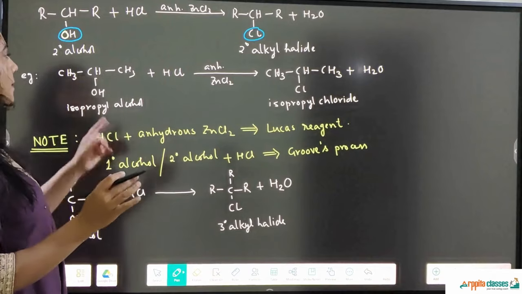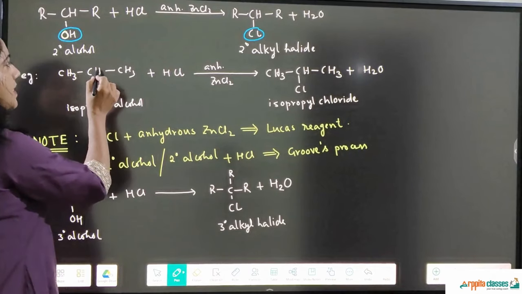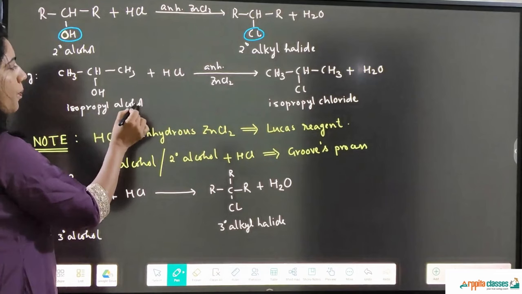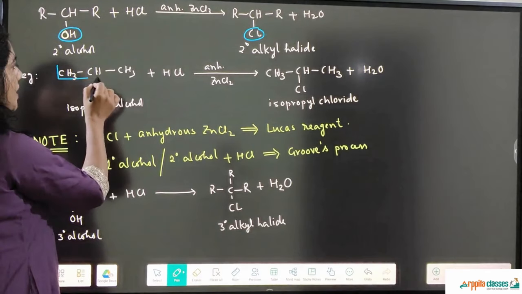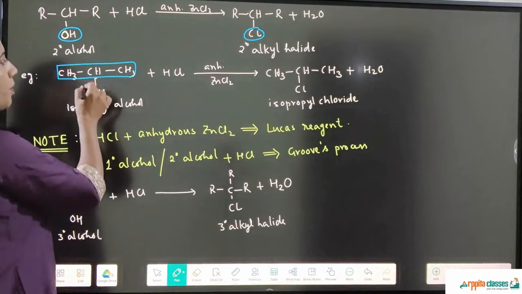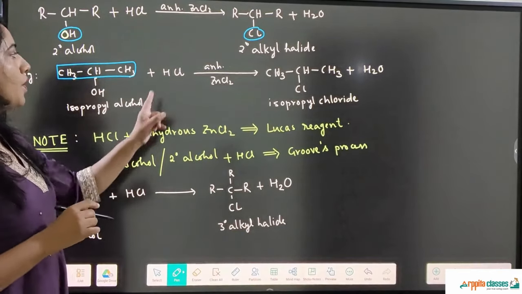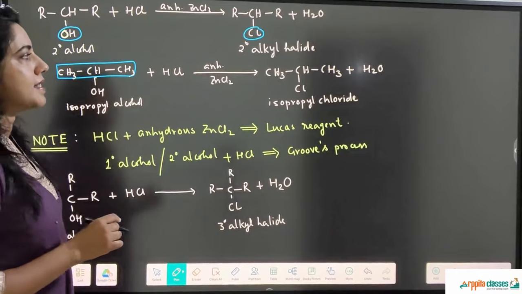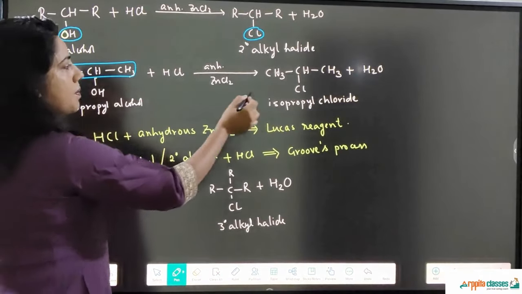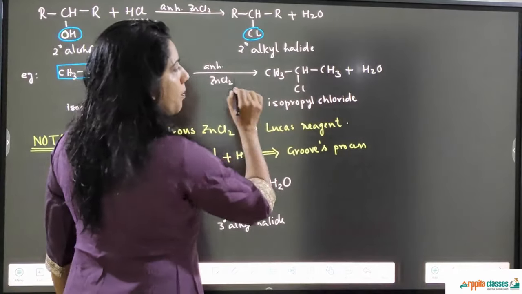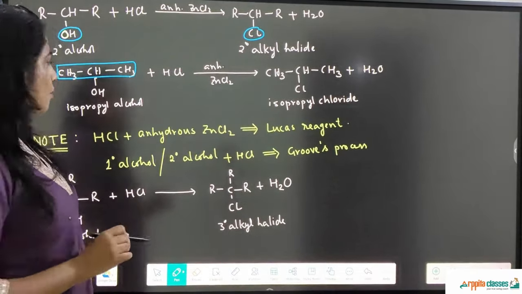Here is a specific example of a secondary alcohol, that is (CH3)2CHOH, which is isopropyl alcohol. This group is called the isopropyl group. Isopropyl alcohol, which is a secondary alcohol, is treated with HCl and anhydrous ZnCl2. So you can see the OH is substituted by Cl. So we get isopropyl chloride and the byproduct is water.